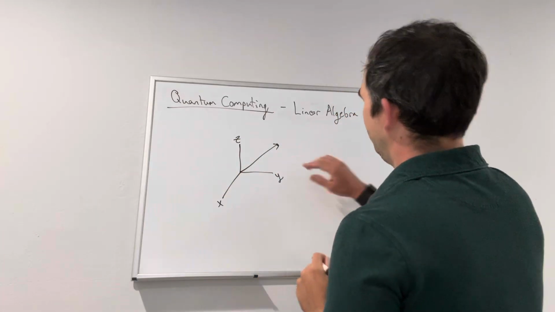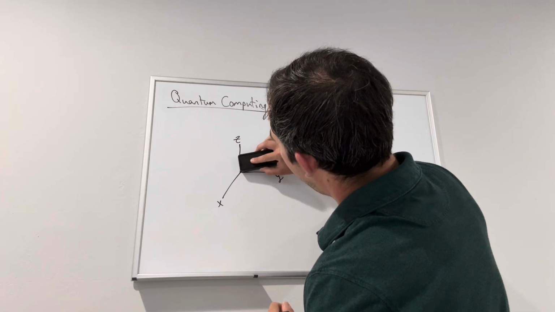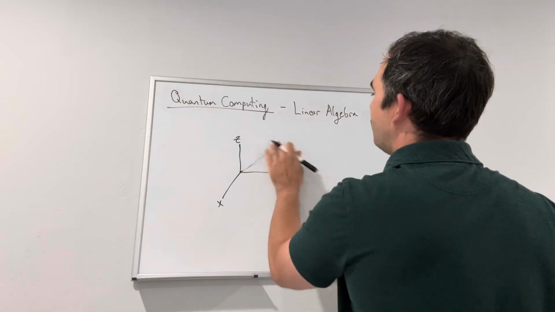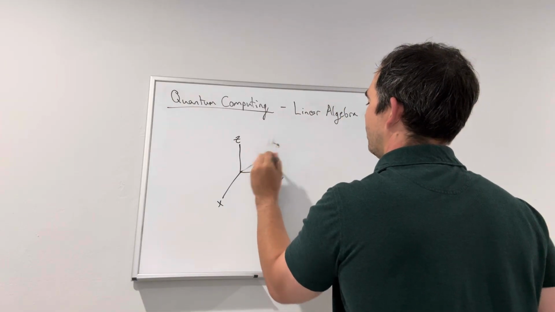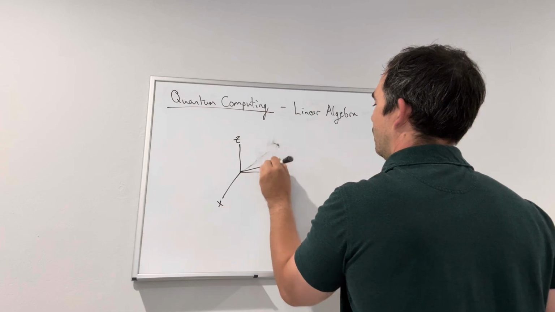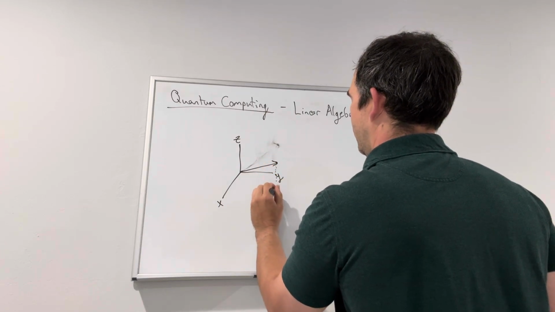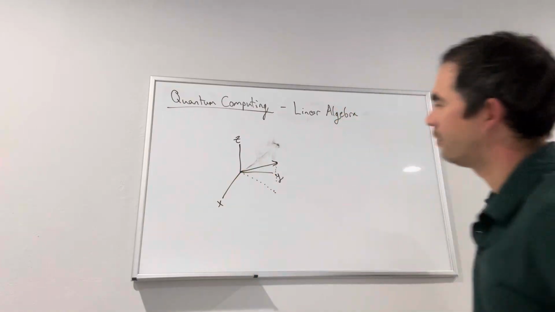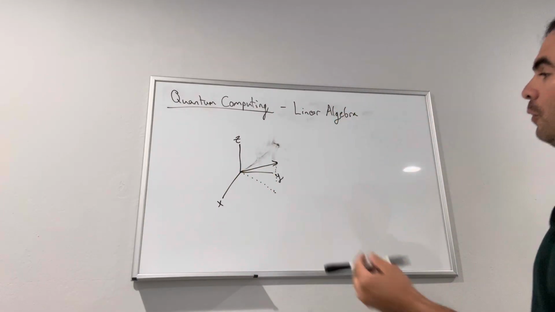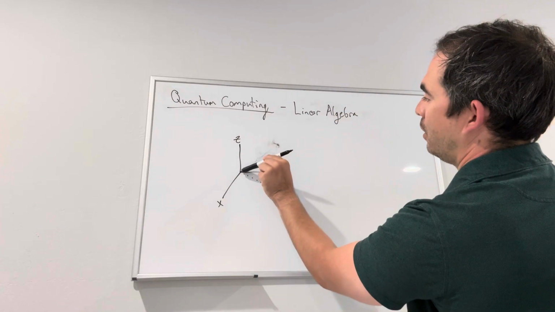Let's draw my vector out here. And it lives in 3-space, so it casts a shadow, something like that, right? So it's kind of pointing out a little bit.